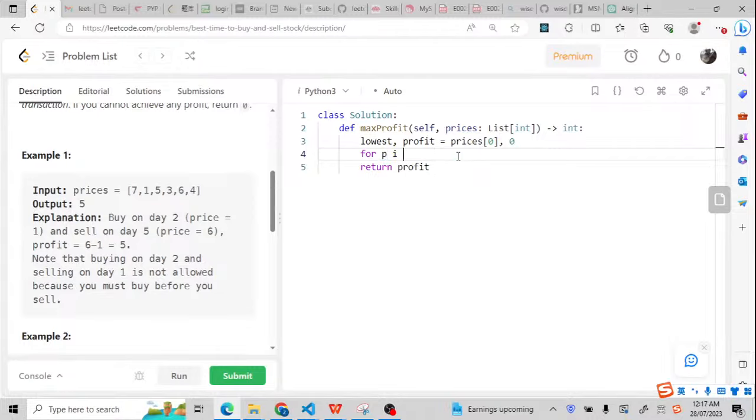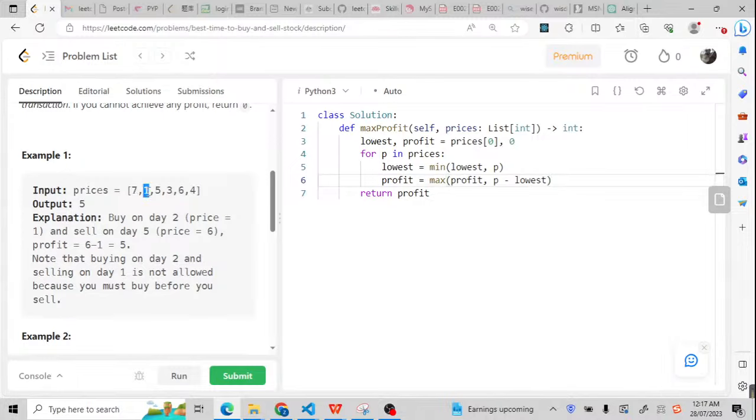So for p in stock prices, first of all I need to check the lowest price. The lowest should be the min of lowest and this price. For example, for the first one, 7 and 7, the lowest is still 7. After that, I can get the profit. The profit should be the max of my profit and the current price minus the lowest. For example, for the first one, 7 minus lowest 7 is still 0.